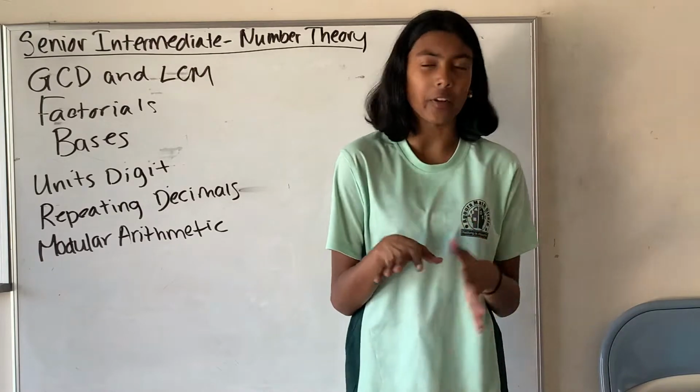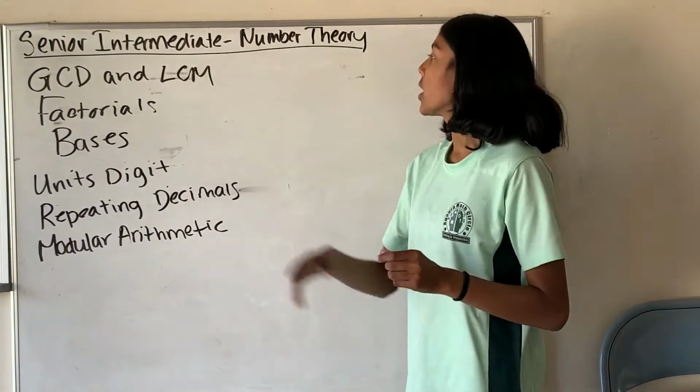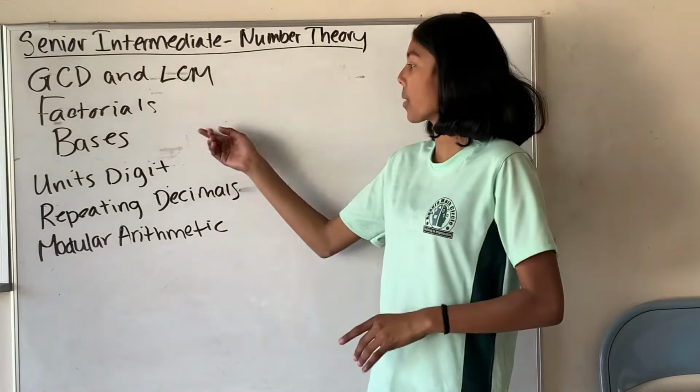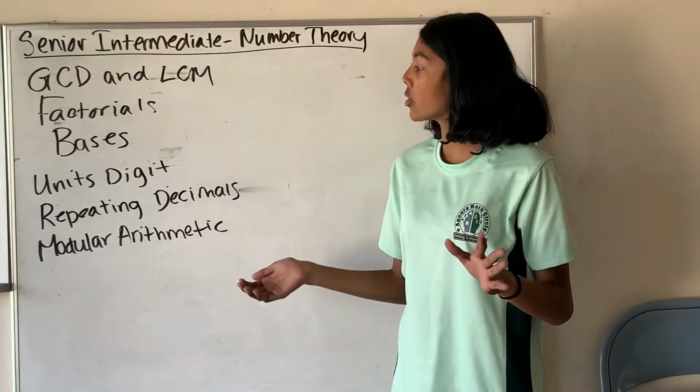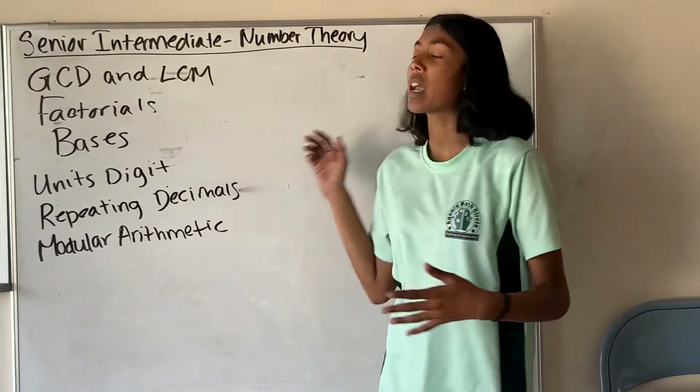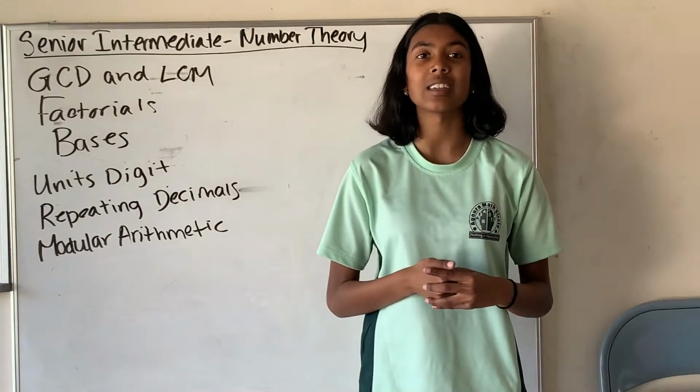Part 2 of number theory. Today we're going to do GCD, LCM. We're going to do a quick review on factorials. We're going to cover some bases. Then we're going to move on to the units digits and the significance of it. Then we move on to repeating decimals, and finally, modular arithmetic.